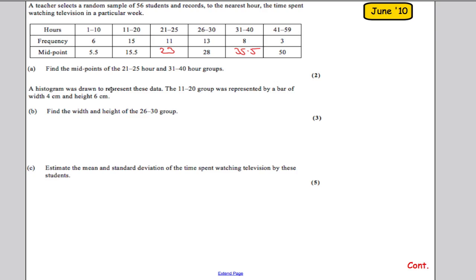A histogram was drawn to represent these data. The 11 to 20 group was represented by a bar width of 4 centimeters and height 6. Find the width and height of the 26 to 30 group. These questions tend to be quite challenging for students, but let's work our way through this one and see how we get on.